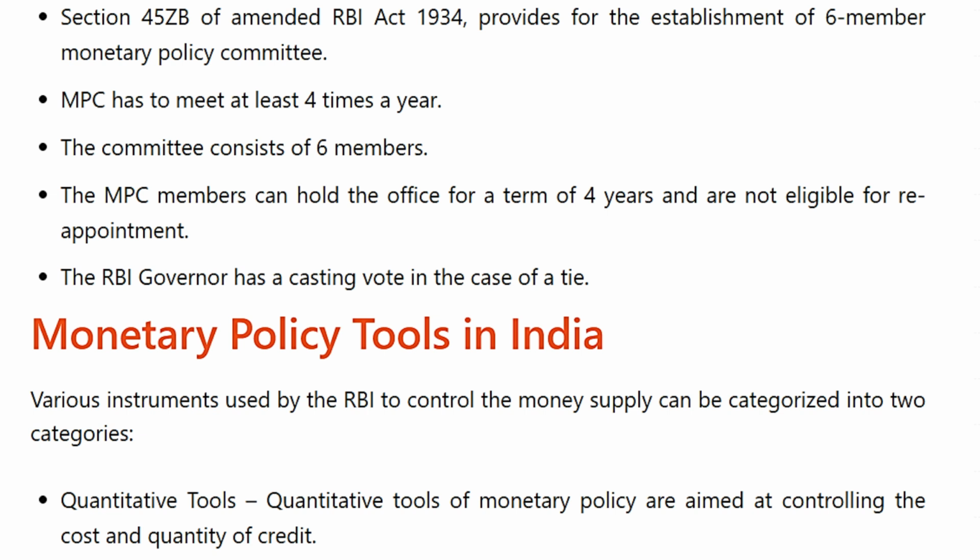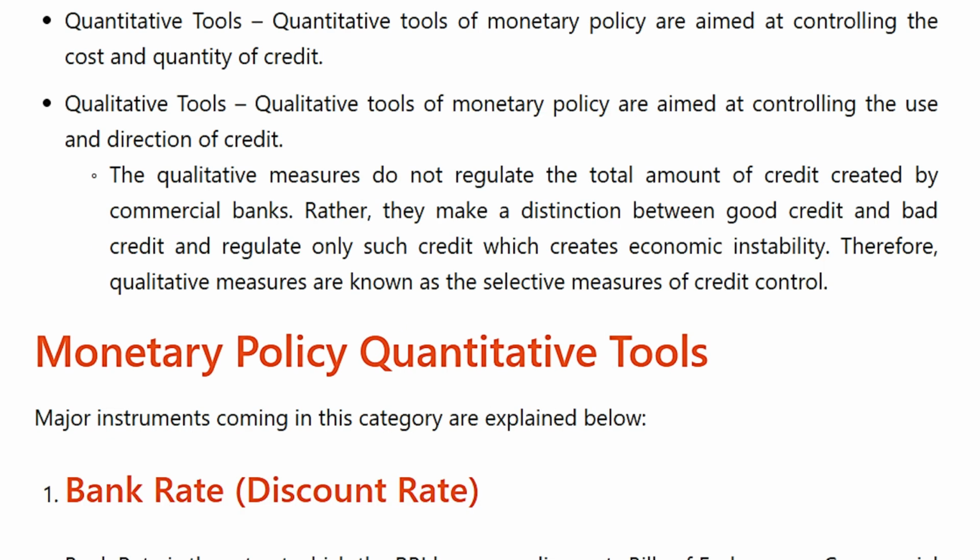Monetary policy tools in India. Various instruments used by the RBI to control the money supply can be categorized into 2 categories. Quantitative tools. Quantitative tools of monetary policy are aimed at controlling the cost and quantity of credit. Qualitative tools. Qualitative tools of monetary policy are aimed at controlling the use and direction of credit.